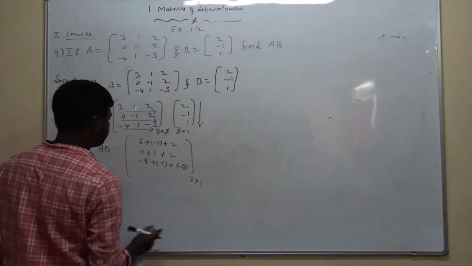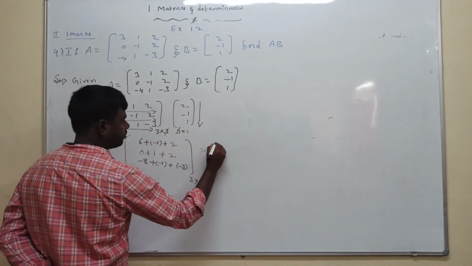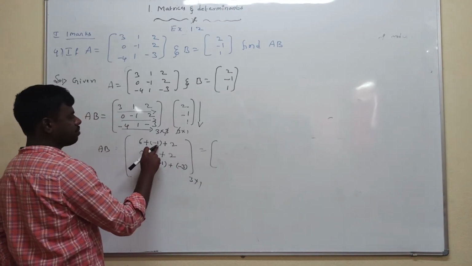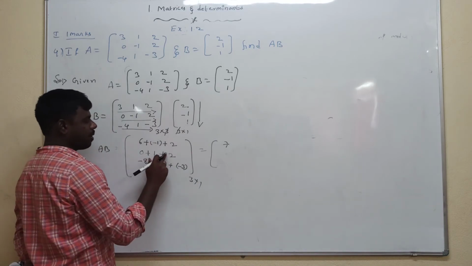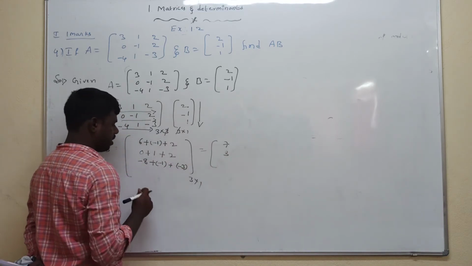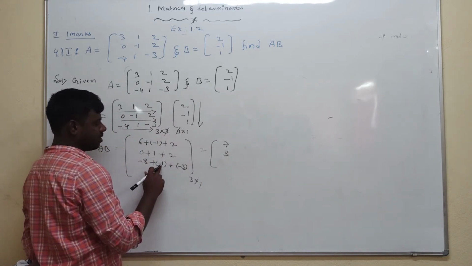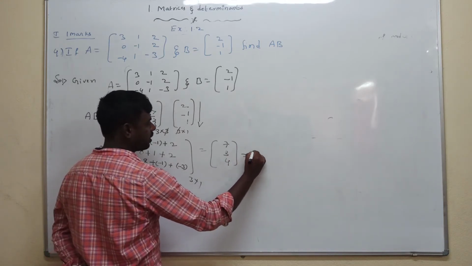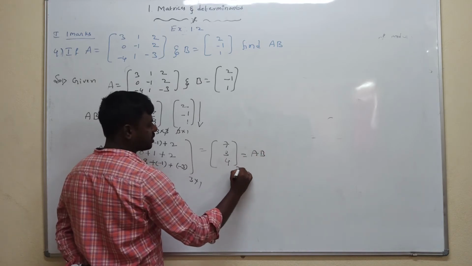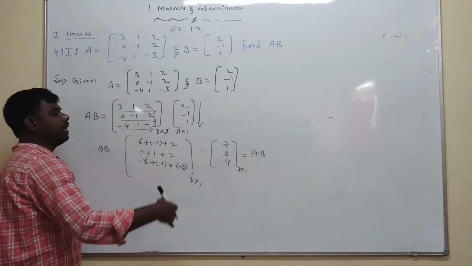Simplify this one. 6 minus 1 is plus 5. Plus 5 plus 2, that value is plus 7. 1 plus 2, that value is 3. 8 minus 1 is 7. 7 minus 3 is 4. This is the AB. So what is the order? This is 3 by 1. 3 rows, only 1 column.